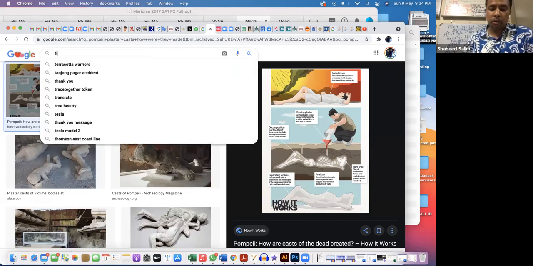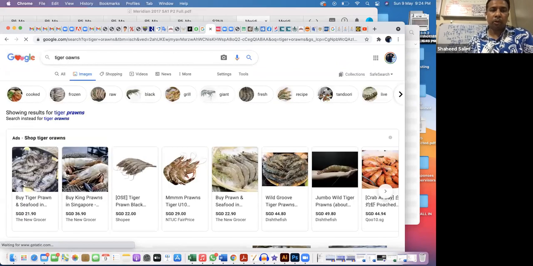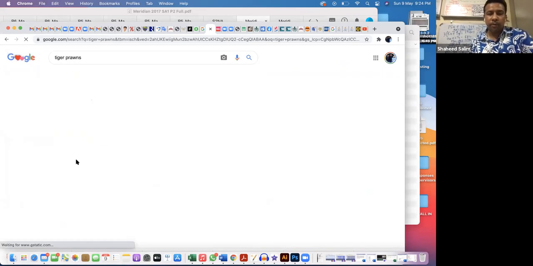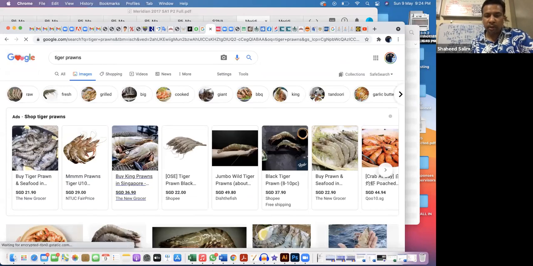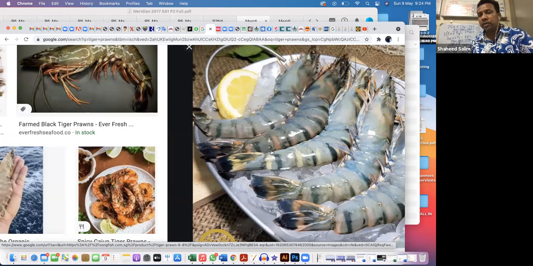Now, tiger prawns. You have seen this at NTUC. Why do they call them tiger? Maybe because of the stripes. You can see this one, I think you have seen something like a tiger pattern down here. You have seen this, right? These are tiger prawns. Okay, you must know this.